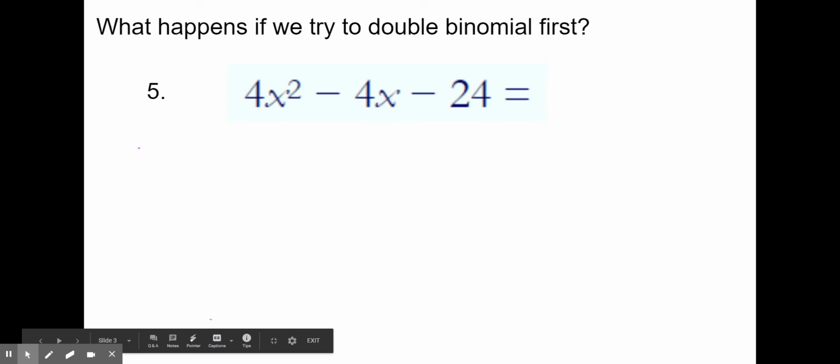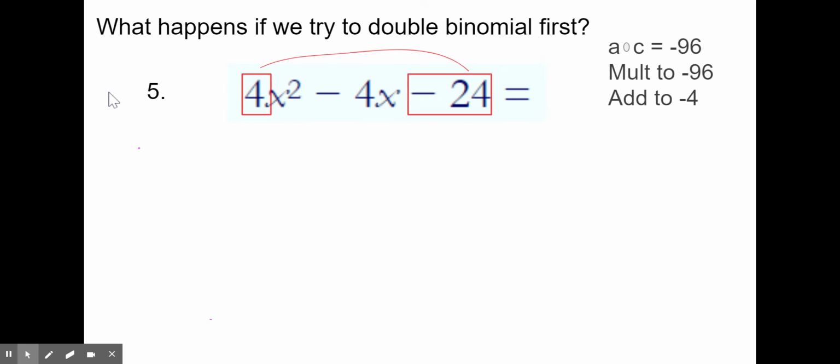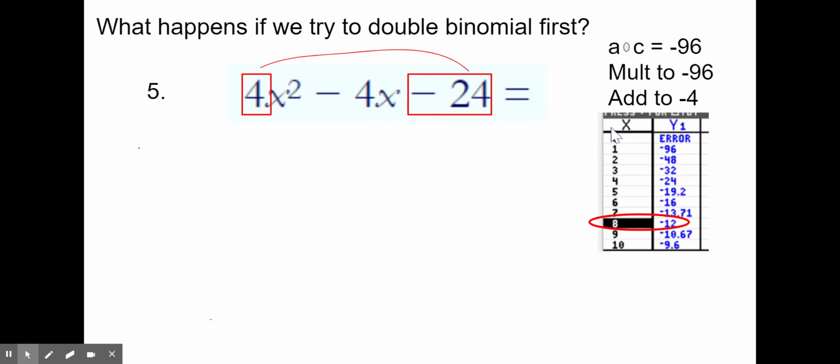What happens if we forget about factoring out the GCF? What happens if we try to go right to the double binomial first? Well, first of all, it would be difficult. We could try to multiply the a times the c, the lead coefficient times the constant. 4 times negative 24 is negative 96. Two numbers that multiply to negative 96 and add to negative 4. Your calculator will help you.